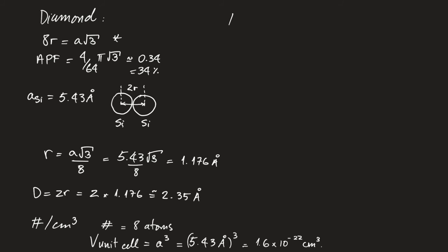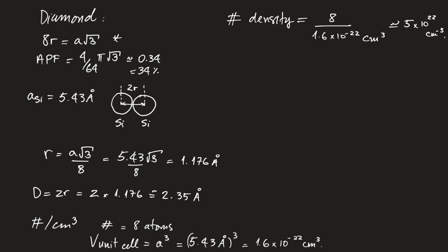Therefore, the number density will be 8 over this tiny number here. Gives us approximately 5 times 10 to the power of 22 centimeter minus 3.